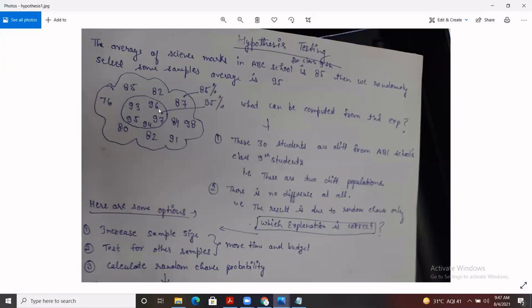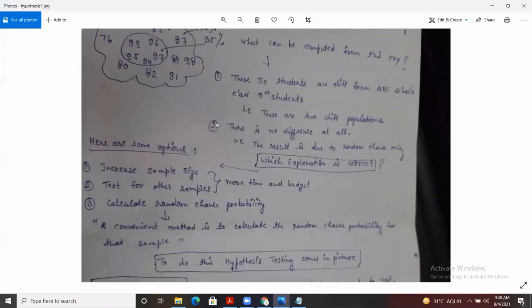And how do we calculate random chance probability? To calculate it, we have hypothesis testing available. Let me share that part with you. The convenient method to calculate the random chance probability for that sample is to use hypothesis testing. So when hypothesis testing comes into the picture, we just need to calculate the random chance probability, so that we can take a decision for the population using sample data. I hope this is clear to you.